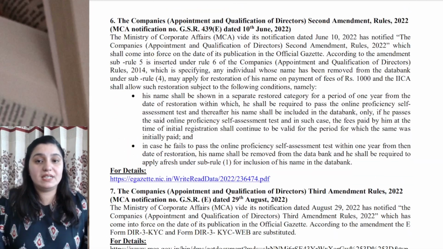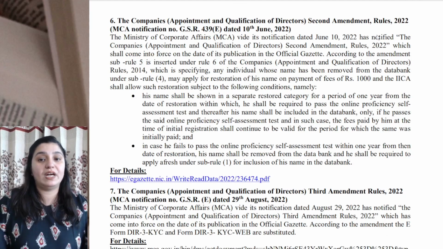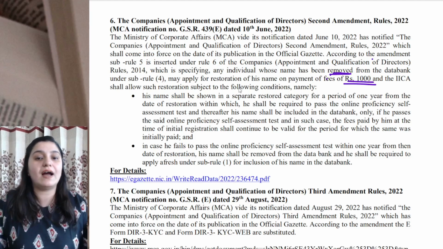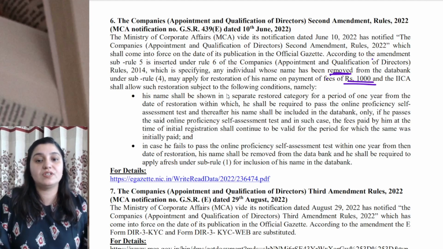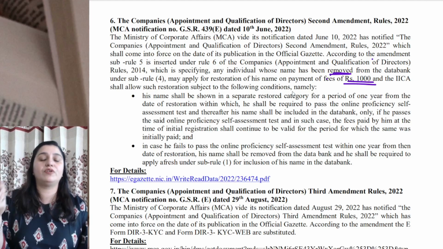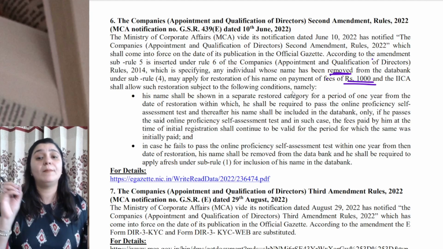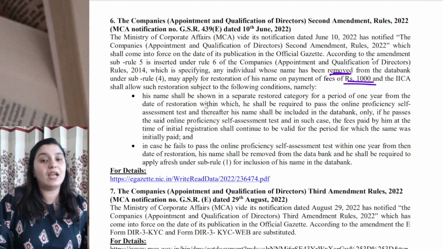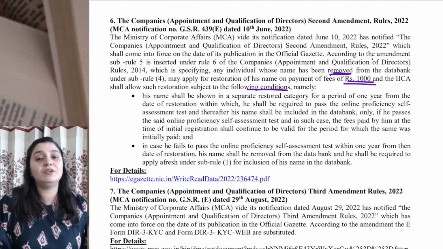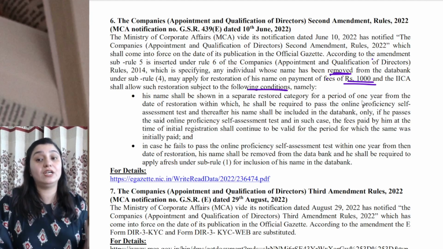The next amendment states companies appointment and qualification of directors. Second amendment, they say it has inserted which is specifying any individual whose name has been removed from the data bank may apply for restoration with 1,000 rupees, and IICA shall allow the restoration subject to following conditions. Now, like we told that if there's delay of renewal or for inclusion, you have to pay 1,000 rupees. But on the part of IICA, they shall allow the restoration subject to the following conditions, like his name shall be shown in separate restored category for a period of 1 year.